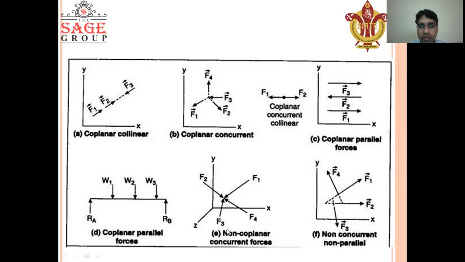And the next one is non-coplanar concurrent forces. These forces are not acting in a single plane. Here you can see X, Y, Z, and the concurrent forces, which means all the forces are meeting at a point. Here you can see the non-concurrent and non-parallel forces.